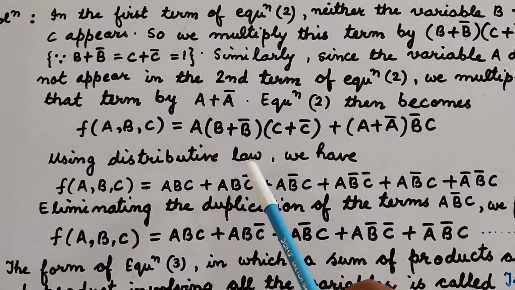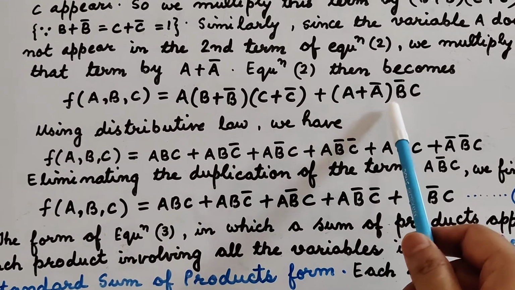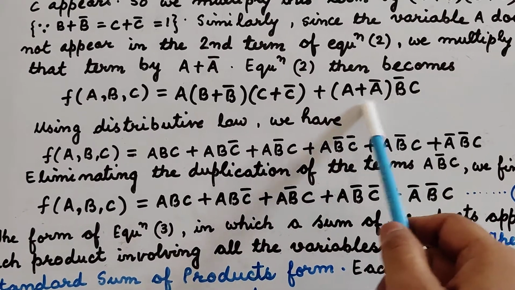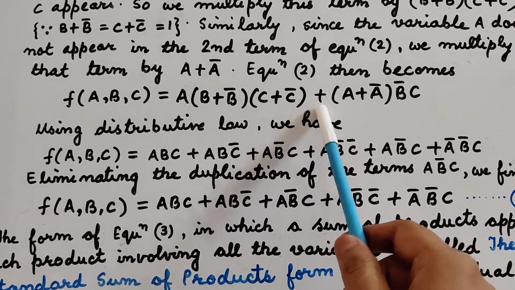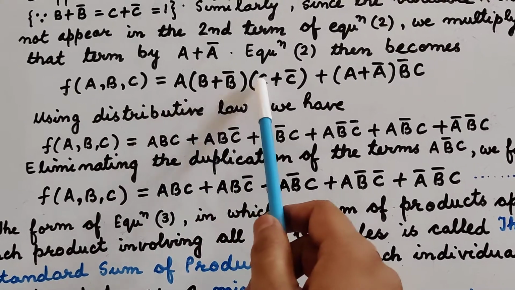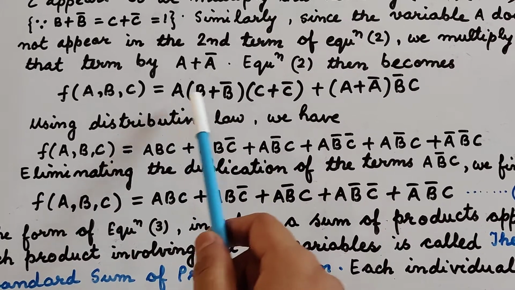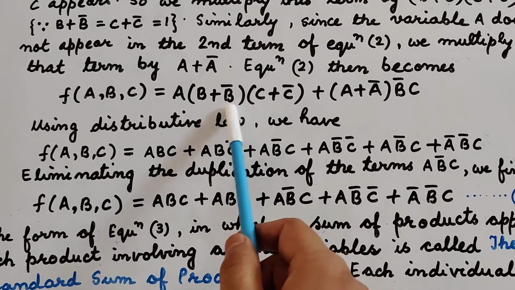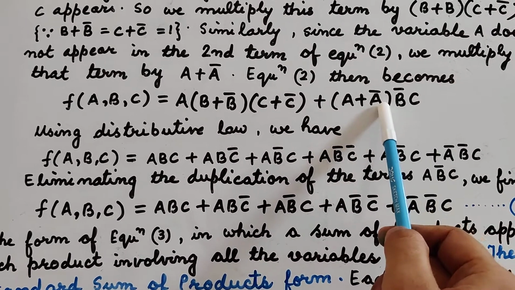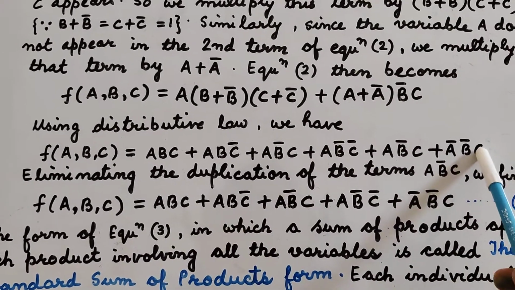Now using the distributive law, we can write this as, that is, we have applied the distributive law to this expression. So after applying the distributive law, this can be written as f(a, b, c) is equal to abc plus abc complement plus ab complement c plus ab complement c complement plus ab complement c plus a complement b complement c, which we have written here.